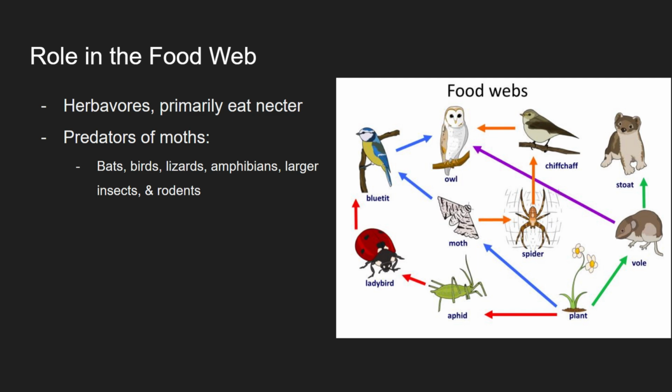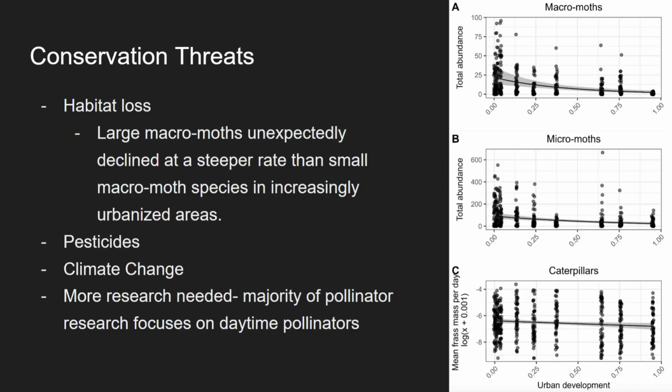So their role in the food web, of course, they're herbivores. They primarily feed on nectar. Their predators include bats, birds, lizards, amphibians, larger insects, and rodents. So they're facing significant conservation threats with habitat loss. Large-scale macro moths unexpectedly declined at a steeper rate than smaller macro moth species in increasingly urbanized areas.